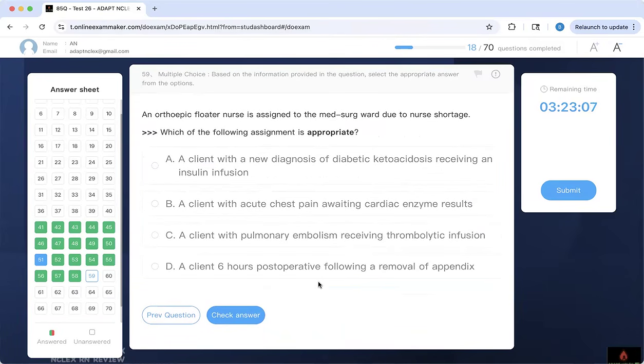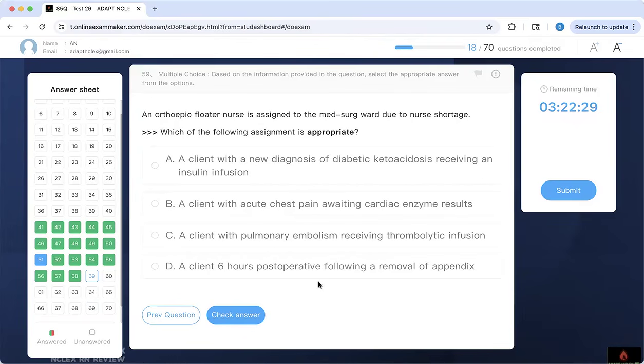An orthopedic floater nurse is assigned to the med-surg ward due to nurse shortage. Which of the following assignments is appropriate? So the orthopedic nurse went to the med-surg. Floater nurse: give them something every nurse can do, not anything specialized to med-surg. A client with a new diagnosis of DKA receiving insulin infusion. A client with acute chest pain awaiting cardiac enzyme results. A client with pulmonary embolism receiving thrombolytic infusion. A client 6 hours post-operatively following removal of appendix. Which one is okay to give to a floater nurse from orthopedic to your unit?